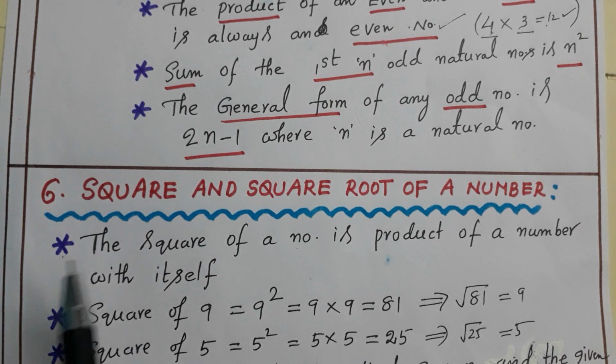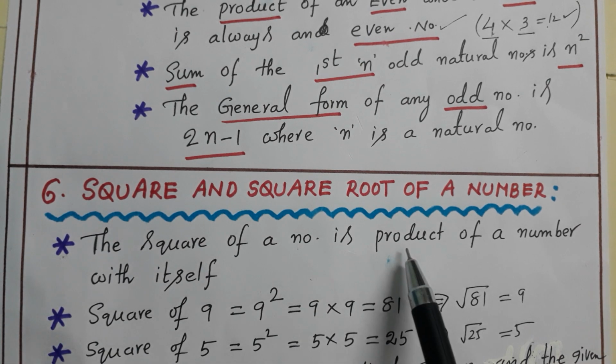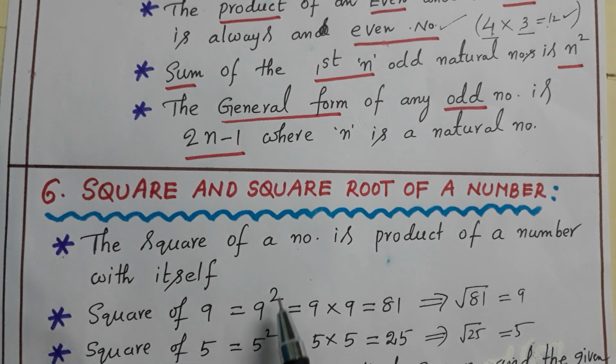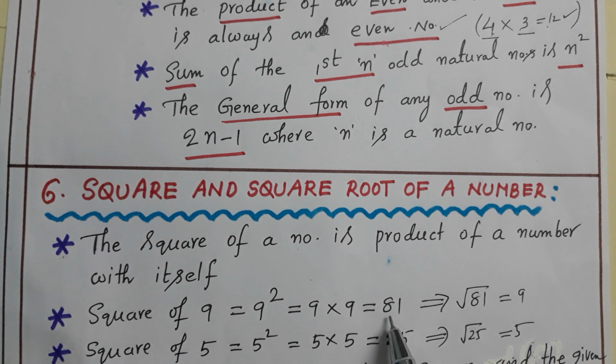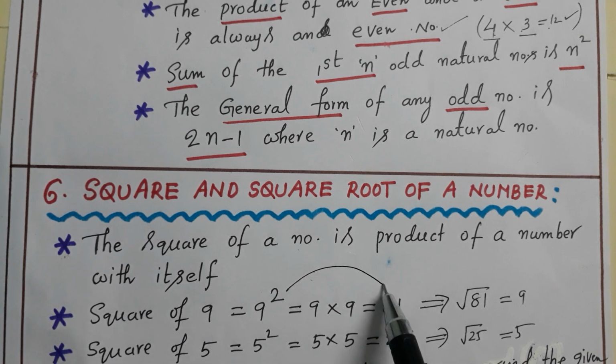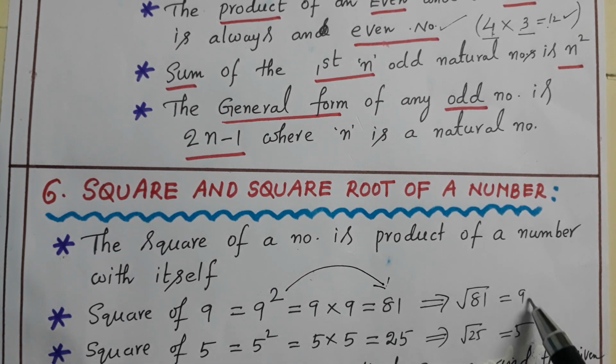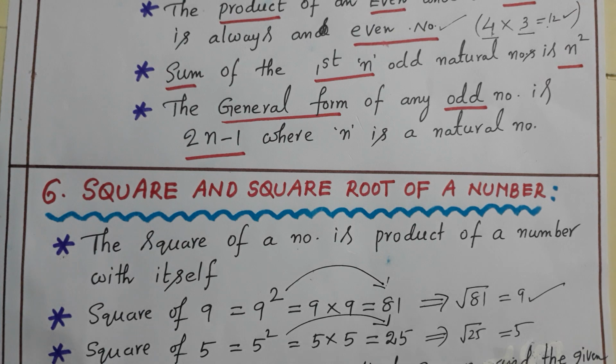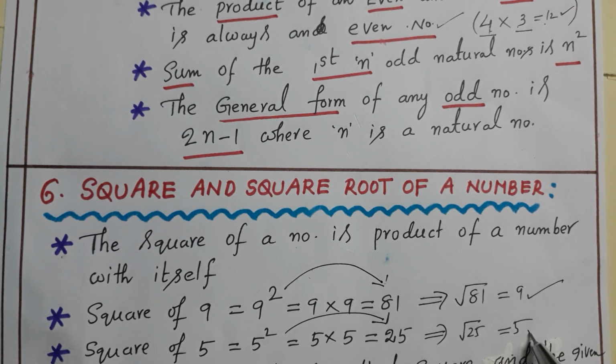Let us see the definition. The square of a number is the product of a number with itself. Square of 9 is 9 square, 9 into 9 is equal to 81. So 9 square is equal to 81, square root of 81 is equal to 9. In the same way, square of 5 is 5 square, 5 into 5 is equal to 25. So 5 square is equal to 25, square root of 25 is equal to 5.